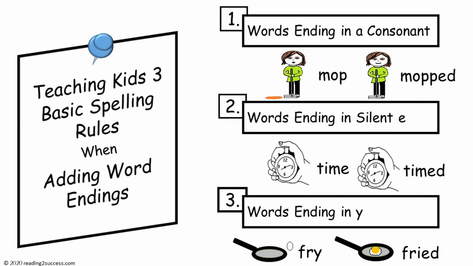Teaching kids 3 basic spelling rules when adding word endings. 1. Words ending in a consonant. 2. Words ending in silent E. And 3. Words ending in Y.